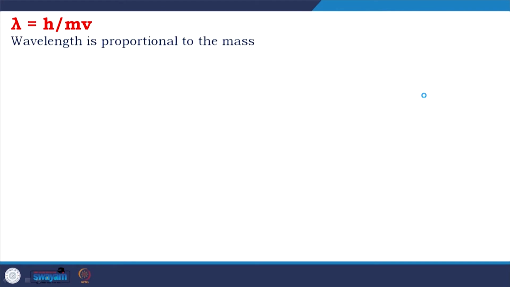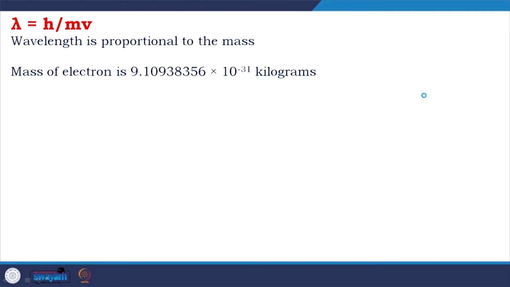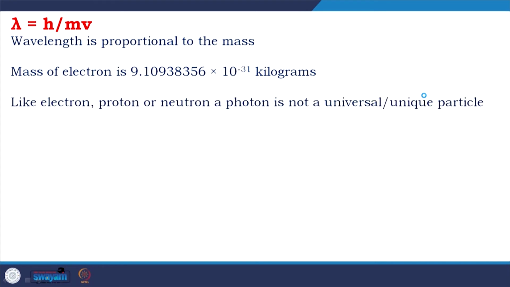So, the wavelength is inversely proportional to mass. What is the mass of an electron? See here, 9.1 times 10 to the power minus 31 kilograms. Like electron, proton, neutron, they have their mass. Proton and neutron have much higher mass, we have discussed it in NMR studies, but photon is not having a mass. We used to say that.